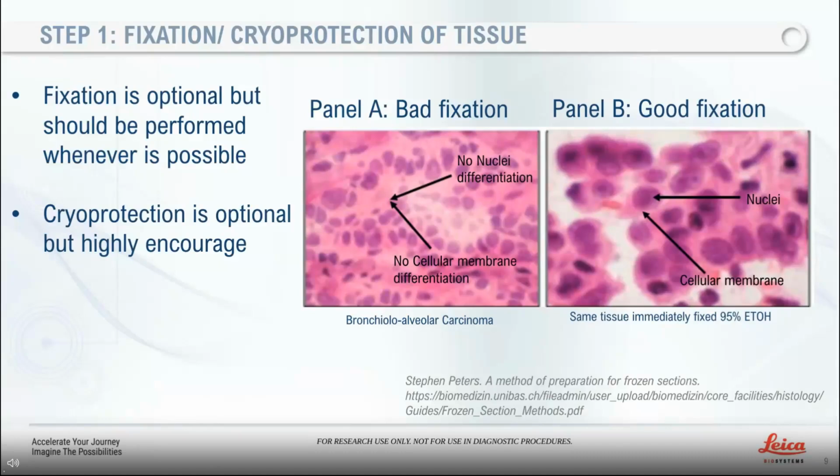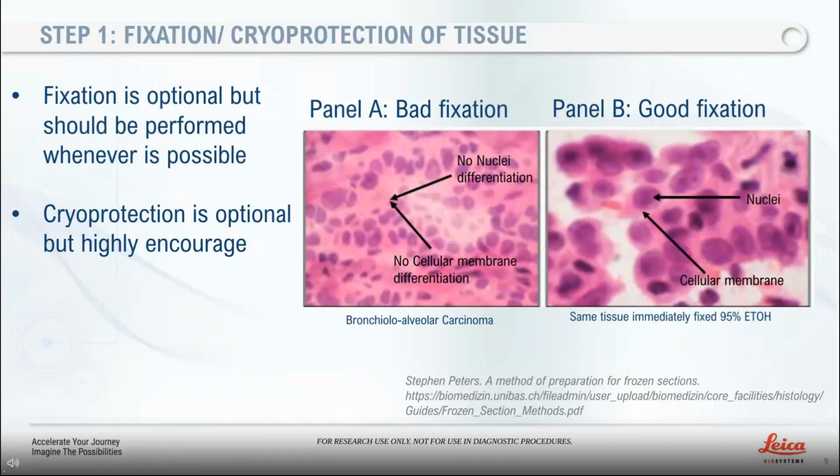Fixation. Fixation is optional, but should be performed whenever it's possible to prevent autolysis. The sample can be fixed before or after sectioning. The purpose of fixation is to preserve tissues permanently in as lifelike a state as possible.